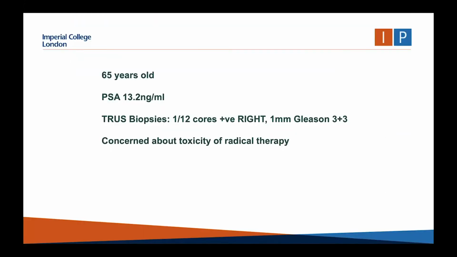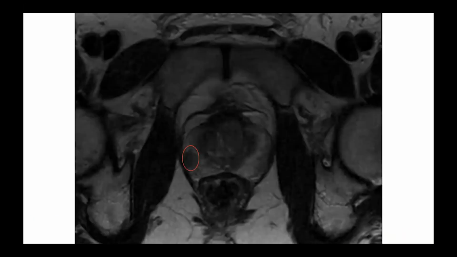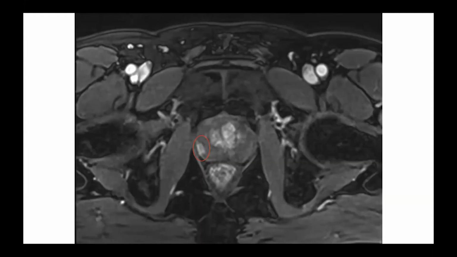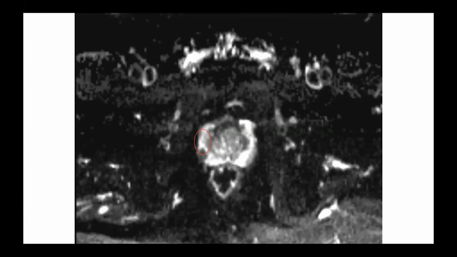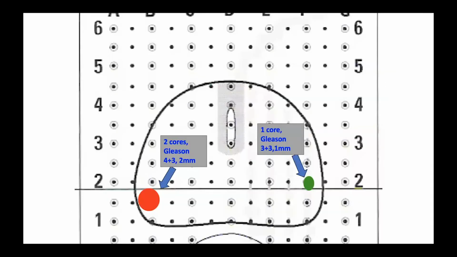Another gentleman with low-risk disease, quite high PSA, was found to have low-risk disease, and at that time was recommended to have radical therapy. He was concerned about the toxicity of radical therapy and went on to have an MRI scan, which showed a lesion in the right PZ, nothing else. This is on contrast. And this is on diffusion. The circles shifted a little bit, but the lesion is lower down. And on template mapping biopsy, again, concordance.